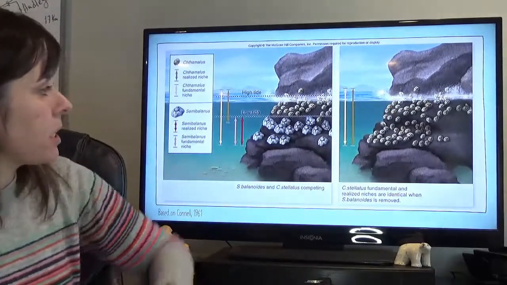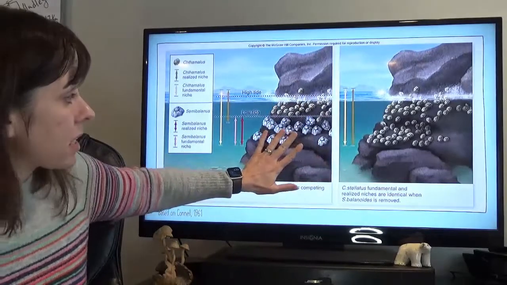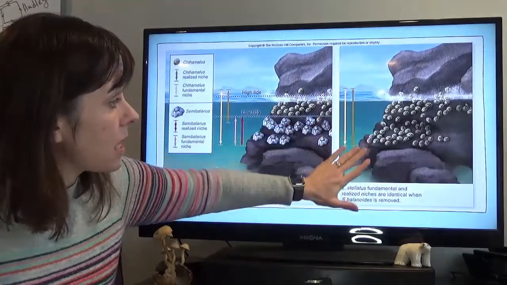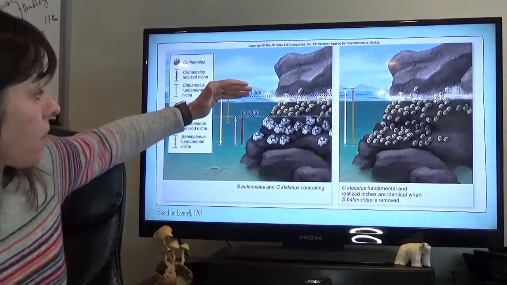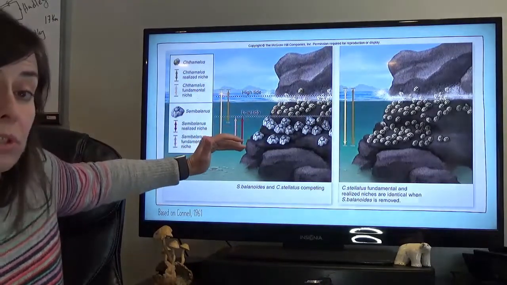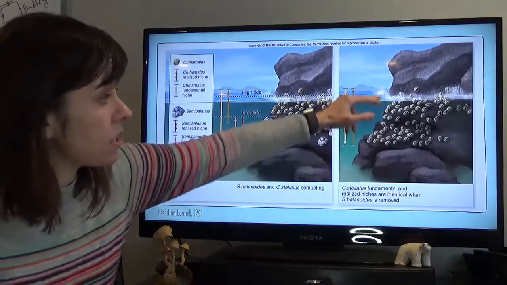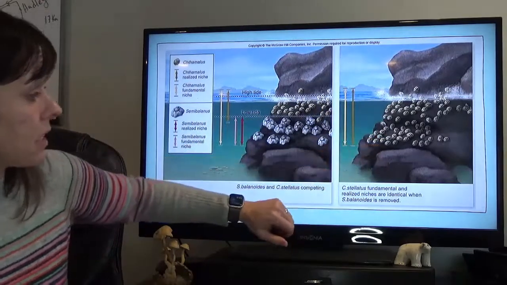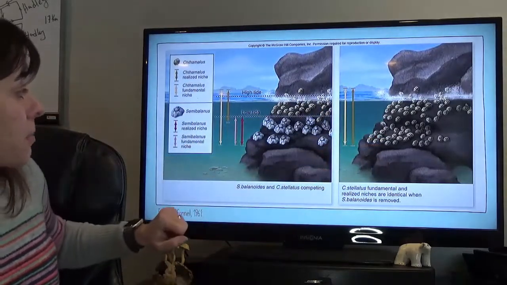And so what we see happening is when Semibalanus is not present, Thalamus occupies the entire zone from high tide all the way down to the low tide mark. Okay, so we see its distribution is greatly expanded when Semibalanus is absent.